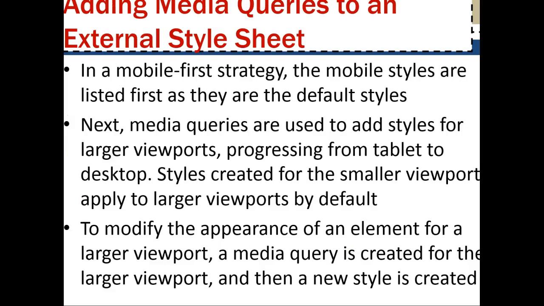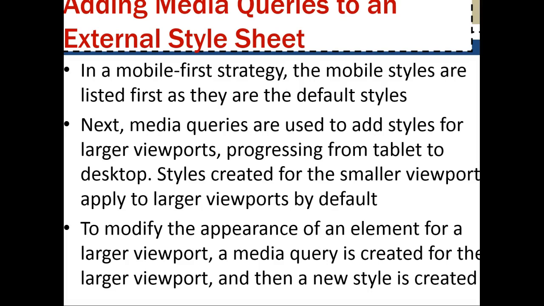The next thing that we are going to talk about is adding the mobile media queries to basically an external style sheet. In a mobile first strategy, we list the mobile style first because they are basically the default styles that are actually there. Next, we can use the media queries to add a style for larger viewport. We start from tablet to desktop. We can also include the laptops as well.